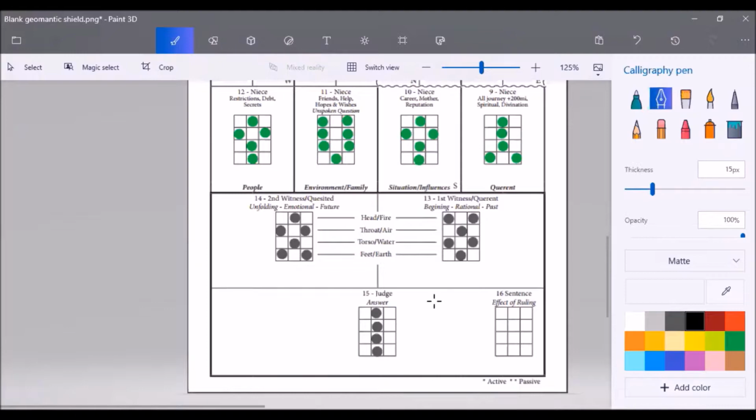So we are at the court ruling. We've got a right witness, a left witness, and a judge. Now, of course, in the simplest geometry reading, all you need to look at is the judge, right? To see if it's favorable or unfavorable.